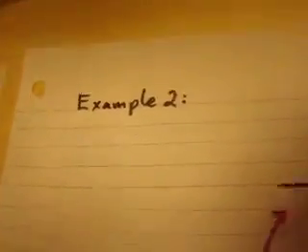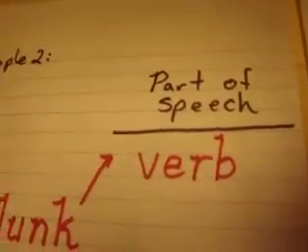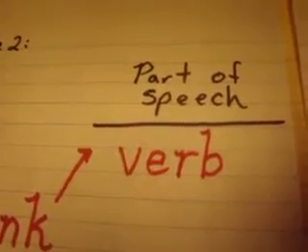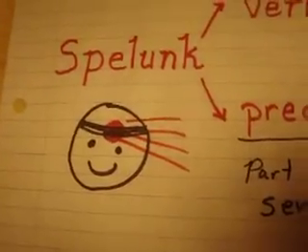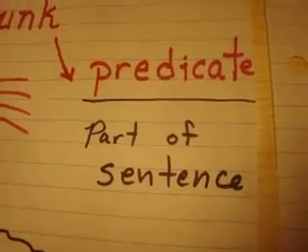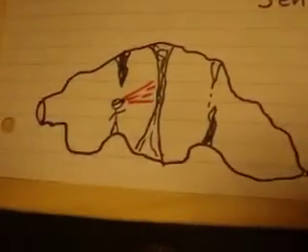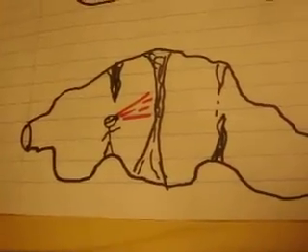Example 2. Spelunk. Spelunk is a verb, and that is the part of speech. Spelunk could be part of the, well, actually, a predicate always has a verb, and since spelunk is a verb, it's part of the sentence. It's the predicate. Oh, look, there's that little guy. Spelunking is when you go inside a cave and you start mapping it out, and you go through the stalactites and the stalagmites, and then you get eaten by a monster at the end of the movie. Alright.